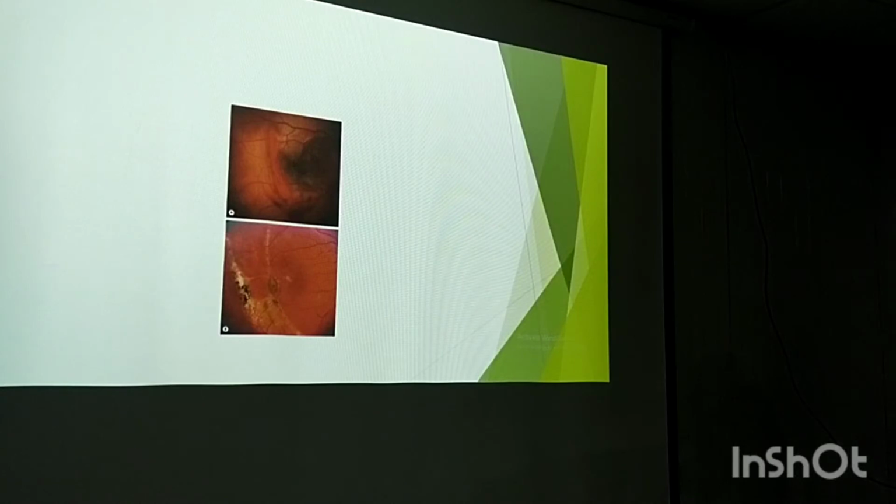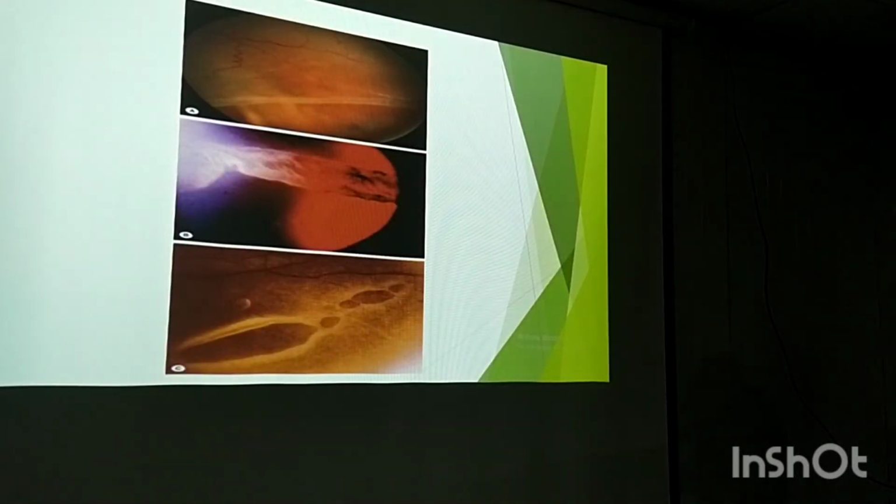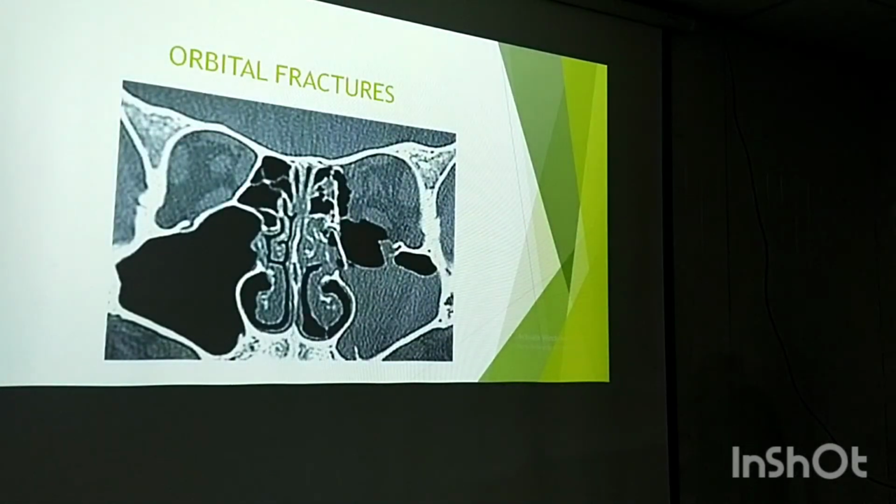these are also retinal tears, same retinal tears. Orbital fractures were not discussed last time. Some pictures of orbital fracture are here. See here. Which one is damaged? We can guess it. Really? Here. This is the orbital floor fracture.